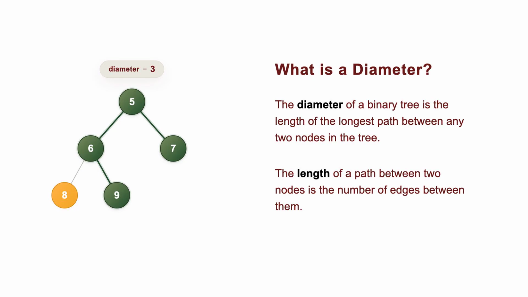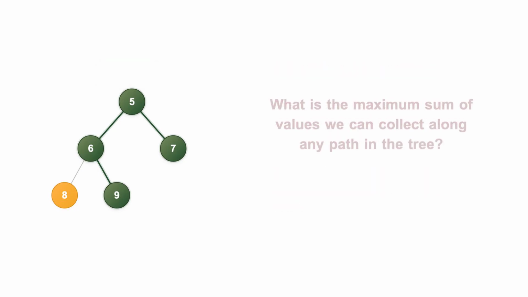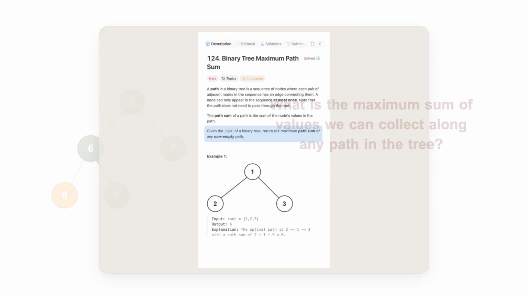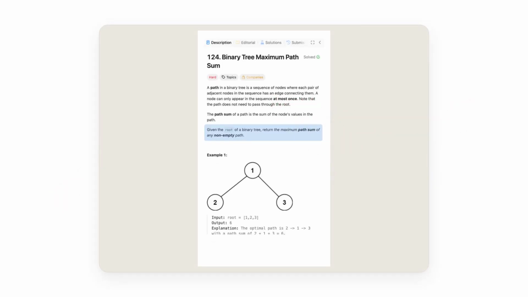And instead of asking for the longest path, we ask for something different. What is the maximum sum of values we can collect along any path in the tree? That is what LeetCode 124 asks us. Given the root of the binary tree, return the maximum path sum of any non-empty path. Let's look at a few examples to understand the problem.